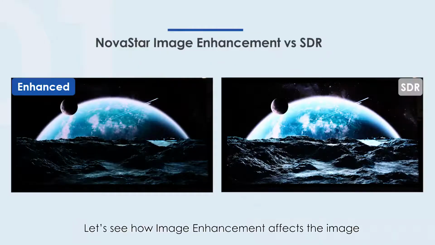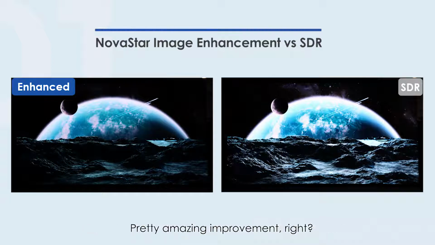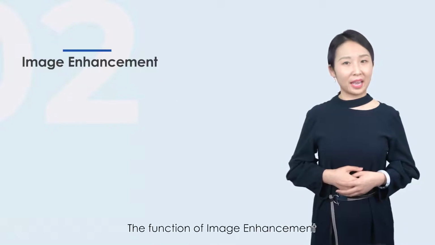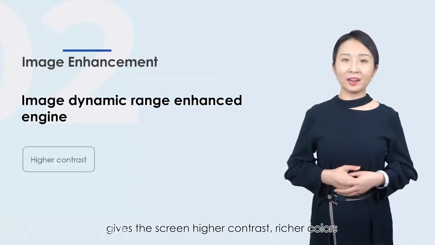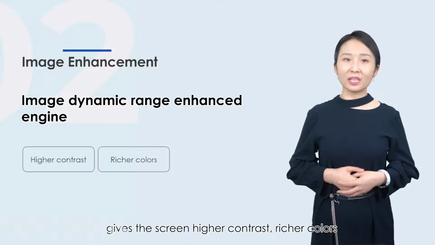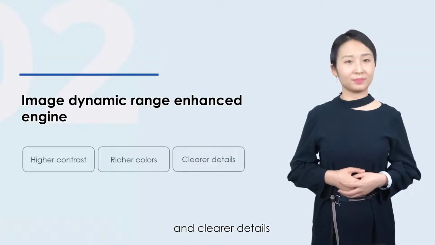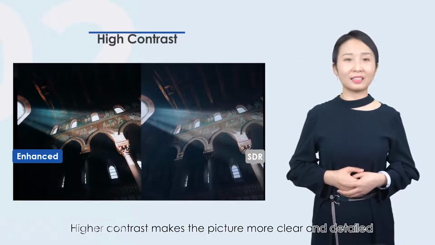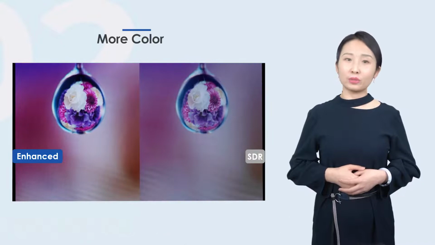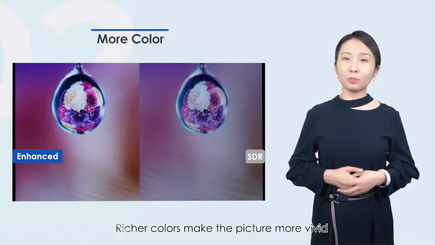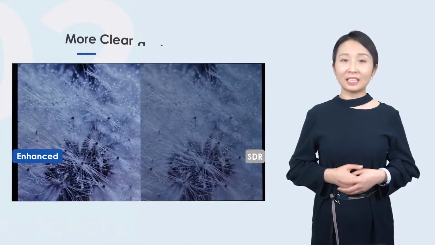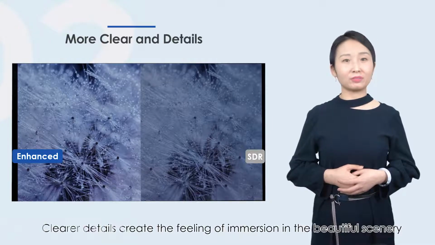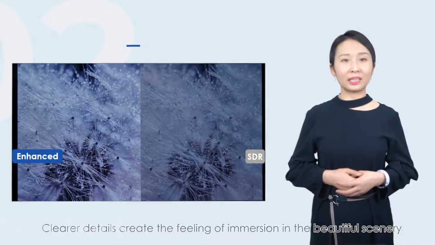Let's see how image enhancement affects the image. Pretty amazing improvement, right? The function of the image enhancement gives the screen higher contrast, richer colors, and clearer details. Higher contrast makes the picture more clear and detailed. Richer colors make the picture more vivid. Clearer details create the feeling of immersion in a beautiful scenery.